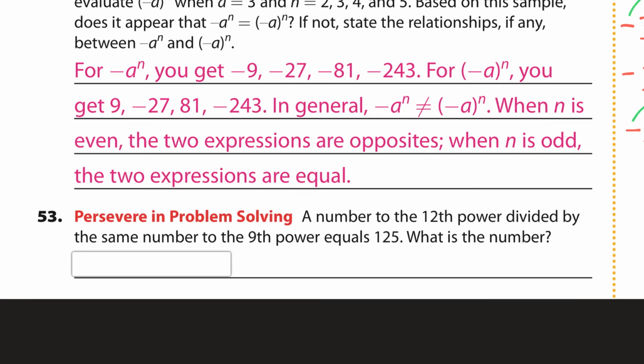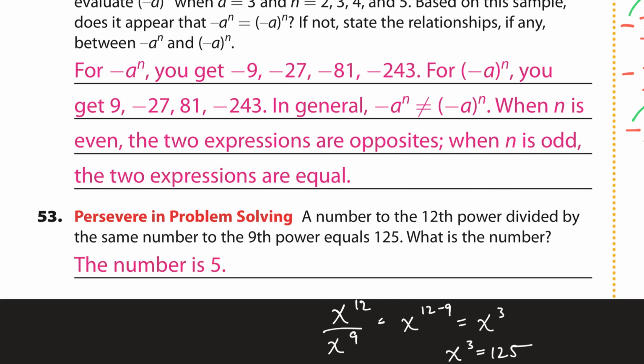And now, problem solving. A number to the 12th power divided by the same number to the 9th power equals 125. What is the number? I think it's 5. So we have some number to the 12th power over that same number to the 9th power. That would be that number to the 12 minus 9, which is that number to the third. So what number to the third power is 125? That has to be 5. 5 to the third power. It's called the cube root of 125.